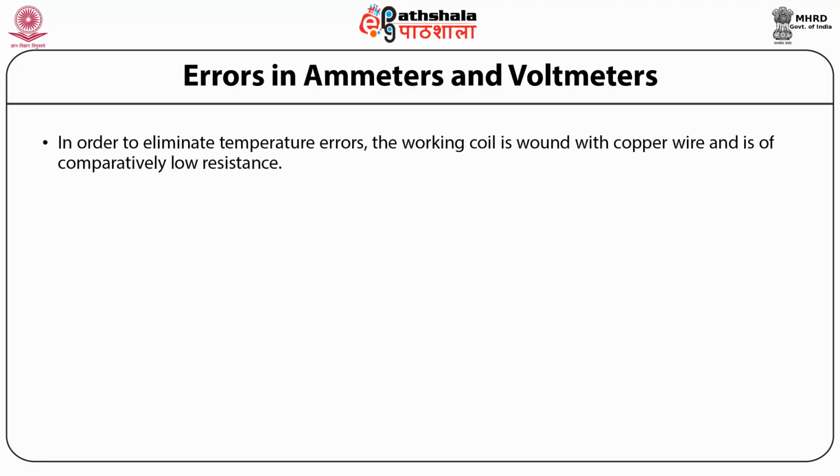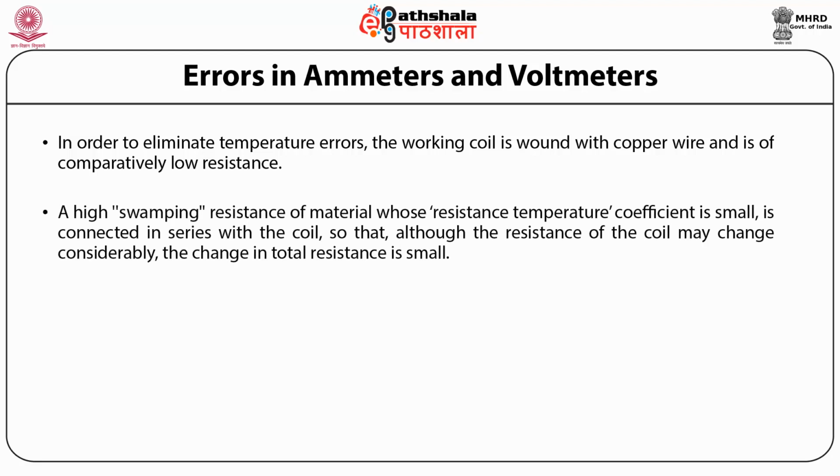In order to eliminate temperature errors, the working coil is wound with copper wire and is of comparatively low resistance. A high swamping resistance of material whose resistance temperature coefficient is small is connected in series with the coil so that although the resistance of the coil may change considerably, the change in total resistance is small.